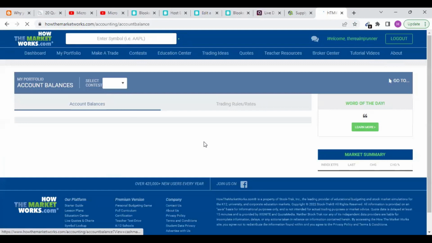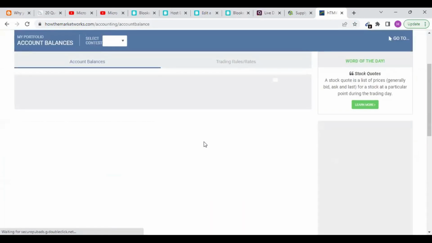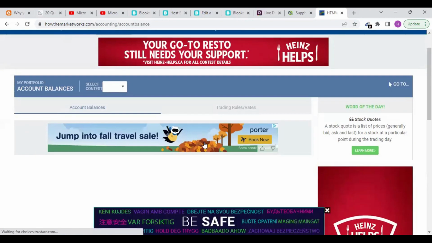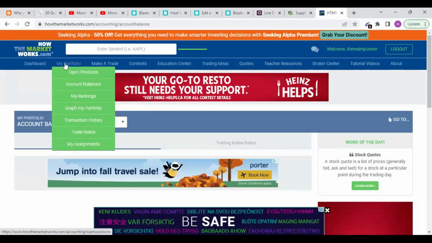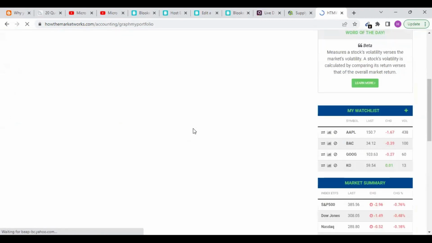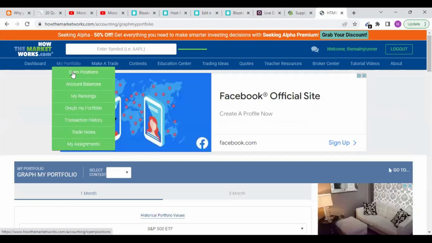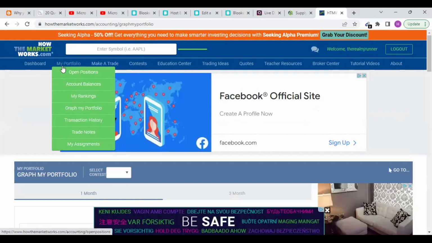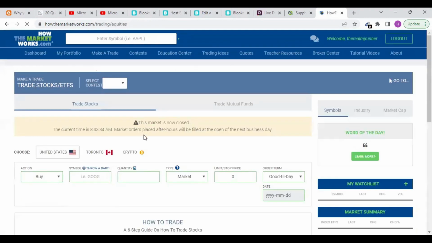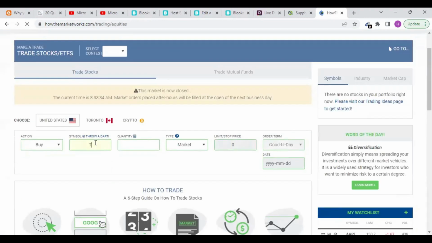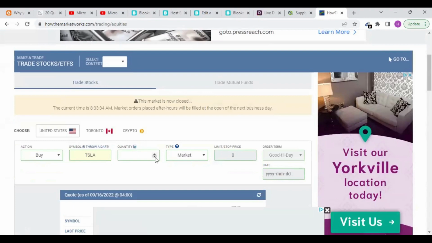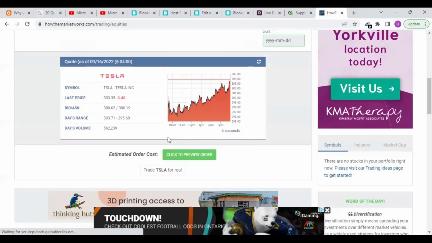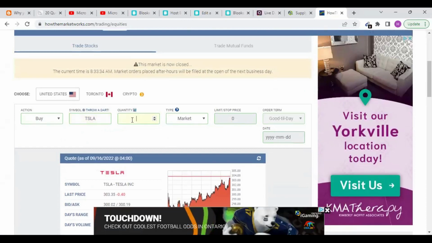Let's see the cap balance. Just going to check. Yeah, it won't show me this. So make a trade. I think it'll just tell me how much I have. So Tesla here, and then they want to buy like 1,000 shares or something.